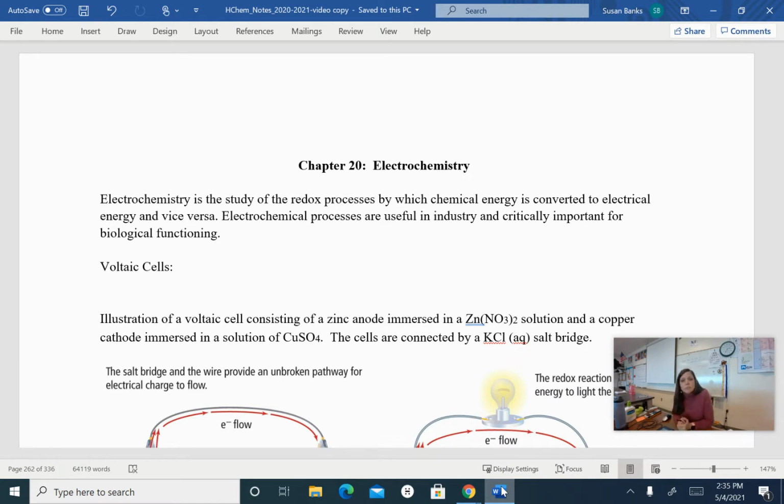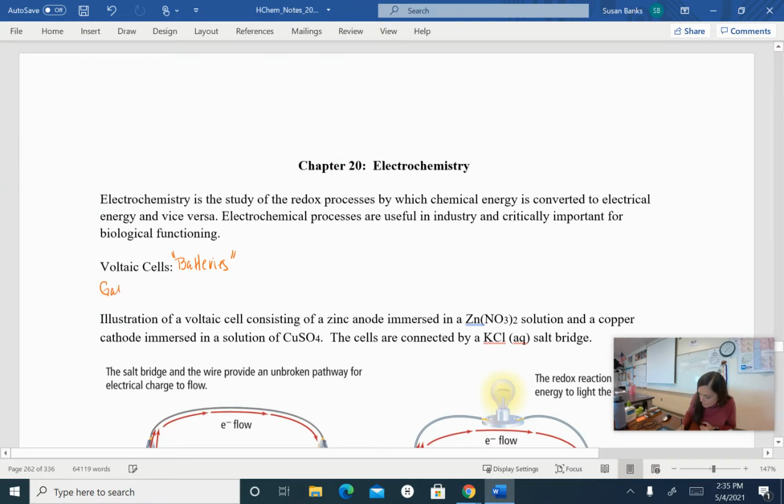Okay? So, we're going to start out by talking about voltaic cells. Okay? Voltaic cells, for you guys, the common term is batteries. Okay? Voltaic cells are also called galvanic cells. So there's three different ways that we can use the vocabulary to mean the same thing: voltaic cells, batteries, or galvanic cells. Okay? All of these are electrochemical cells.